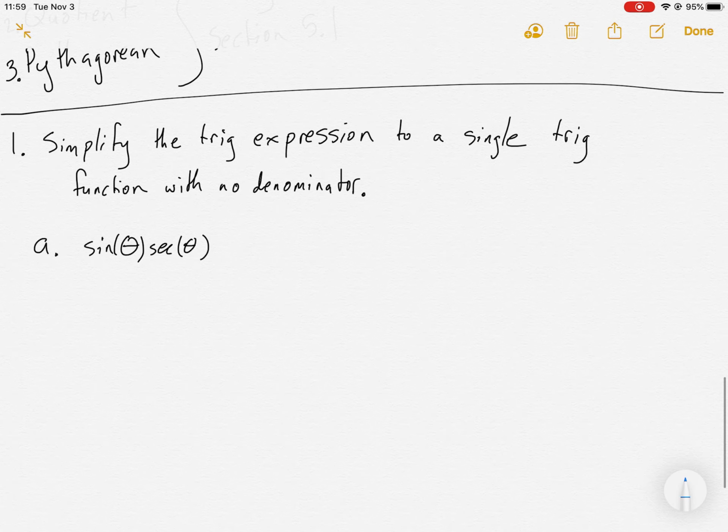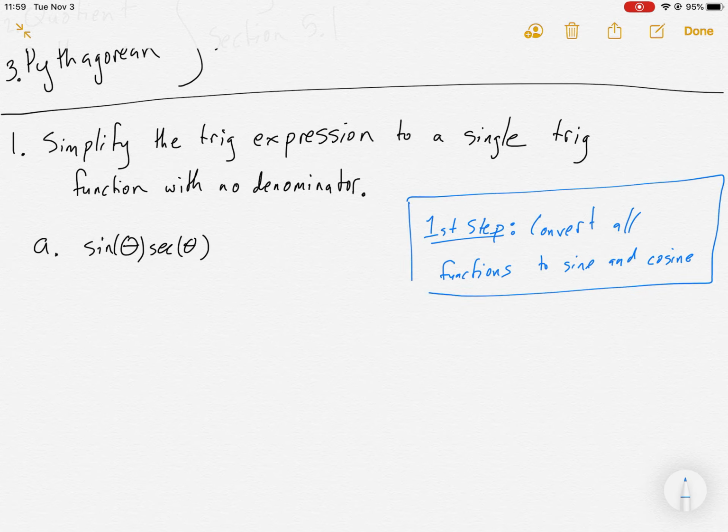Okay, so a great first step in pretty much every single problem you come across, not always, again, there's going to be exceptions, but most of the time is to convert all functions, all trig functions, to sine and cosine. So using the reciprocal and quotient identities, you can actually convert every single trig function into an expression only involving sine and cosine. So let's start off here.